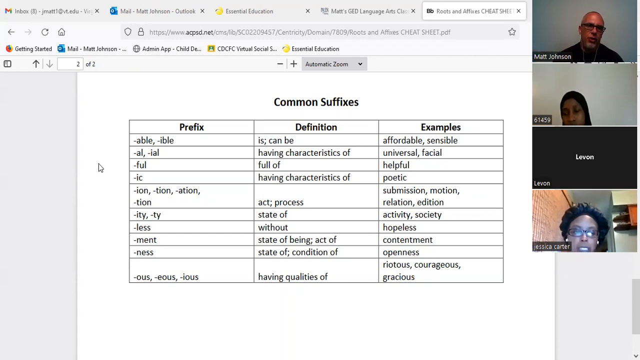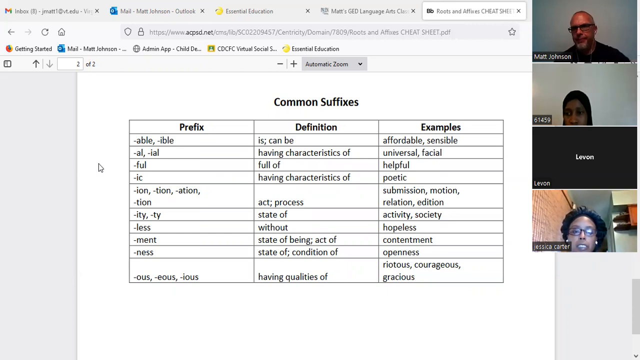And the final one here, ous, eous, or ious. Again, having the qualities of. So sort of like ic, but it kind of depends on the word whether you're going to use that or you'd use ic. So riotous, courageous, gracious is the same thing. Having the characteristics or quality of: having characteristics of grace, having characteristics of courage. If you were at a protest and it was riotous, riotous having the characteristics of being a riot.